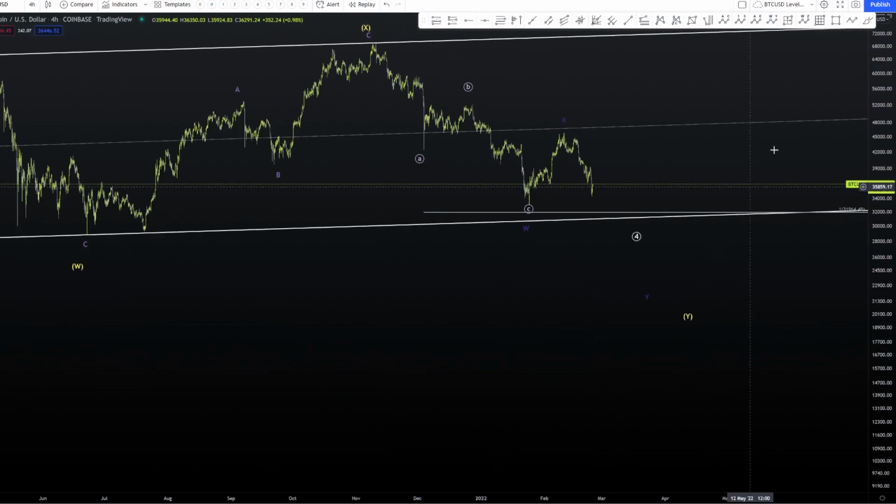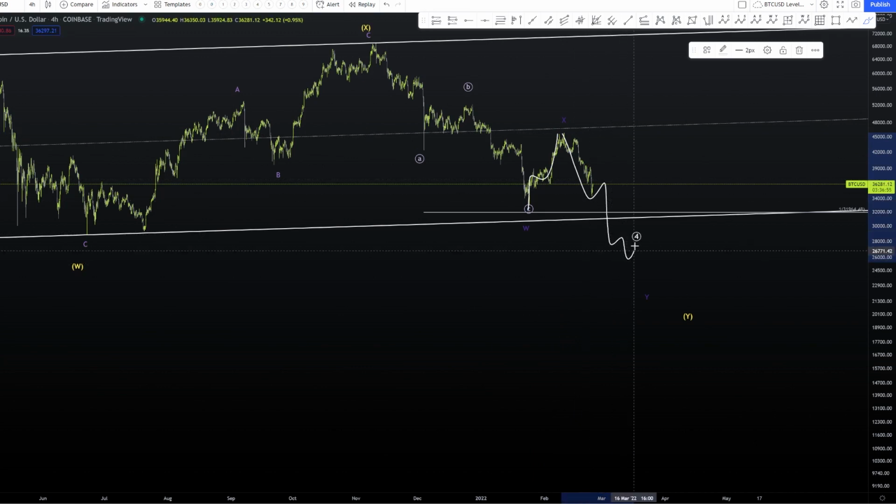And this wave X would probably, in that case, be an ABC. And this wave Y may come in the form of, this would be probably a wave 1, 2, 3, 4, 5, A, B, C, wave B, 1, 2, 3, 4, 5, something like that.